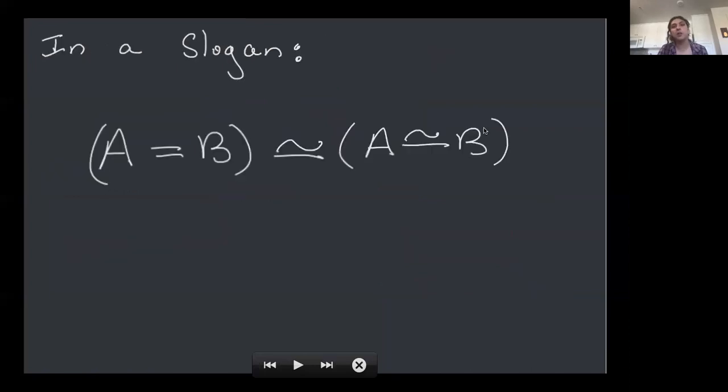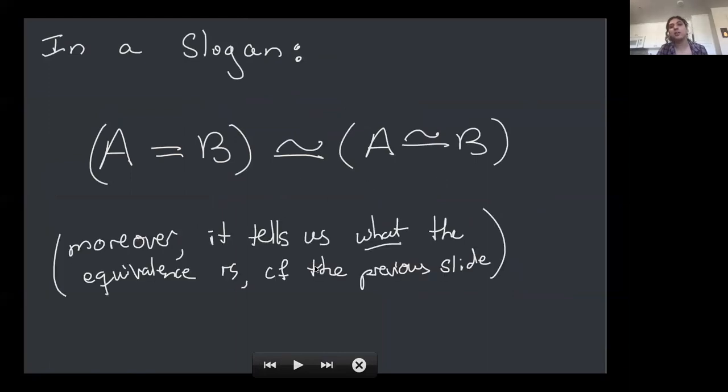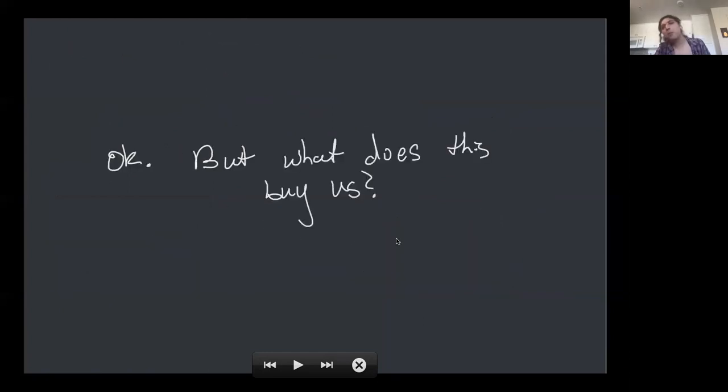Okay, so in a slogan, A equals B is equivalent to A is equivalent to B. And again, there's slightly more here. It tells us what the equivalence is. The forward direction of the equivalence is ID to equiv, this obvious construction by path induction. And the backwards direction is the univalence axiom. Okay, but why do we care, really?